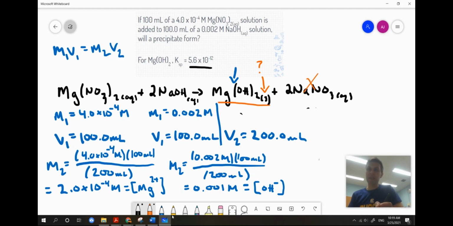One step I skipped here was making the jump from concentrations of the ionic compound to the concentrations of the ions. And that's just because I look at the formula and I see that in magnesium nitrate, for every one magnesium nitrate, there's one magnesium ion. And for every one sodium hydroxide, there's one hydroxide ion. So the concentrations of the solutions given in the question are also equal to the concentrations of those specific ions in this case.